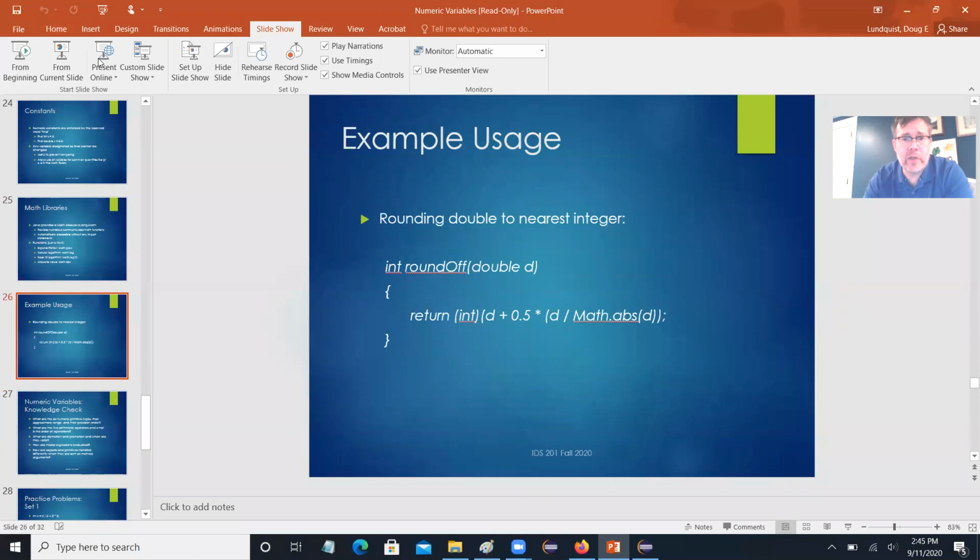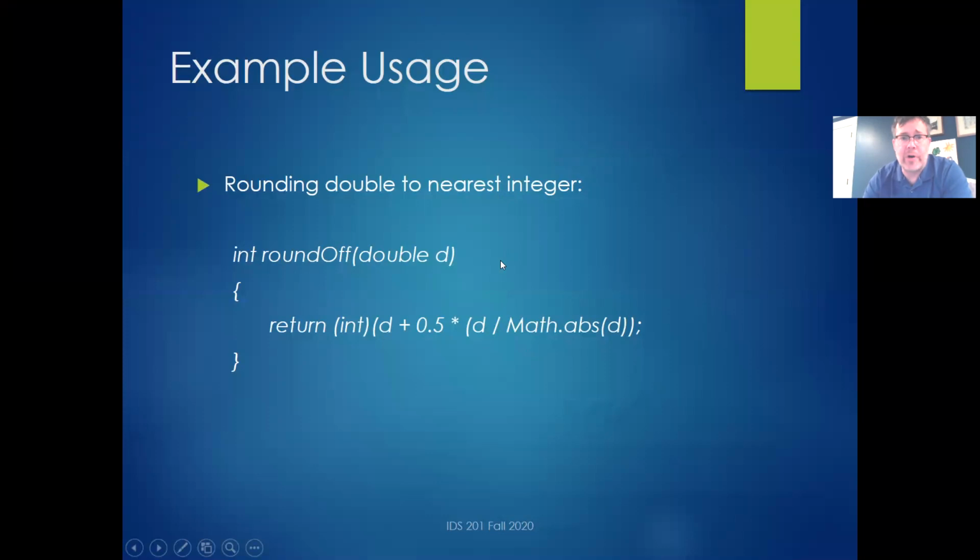Okay, so here's an example usage of absolute value. If you wanted a program that does a round off, so you send it a double, basically round off means to the nearest one. So if it's a positive number and the decimal part is 0.5 or above, it would go up one. If it's positive and less than 0.5, it would round down. It works the other way for negatives. So one way we can do it is to add 0.5 or subtract 0.5, depending on whether the number is positive or negative, add that to D, and then do the int operation to truncate it.